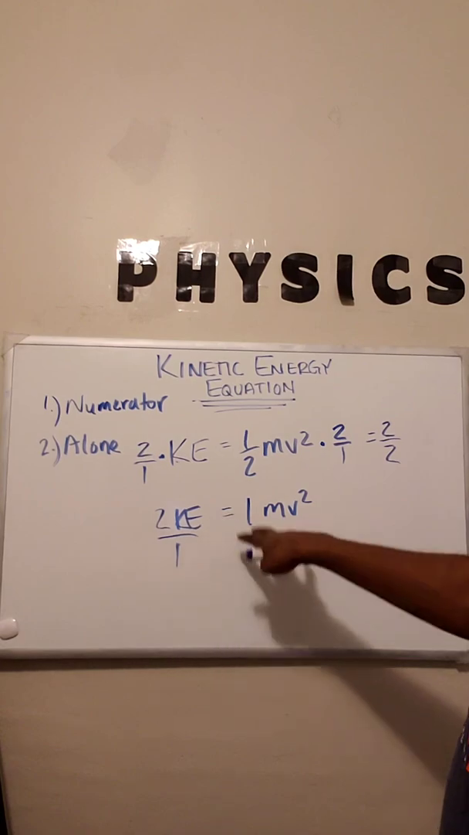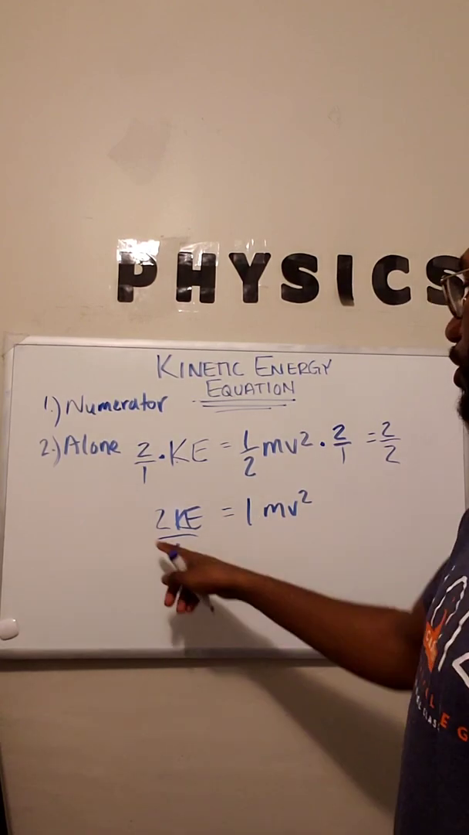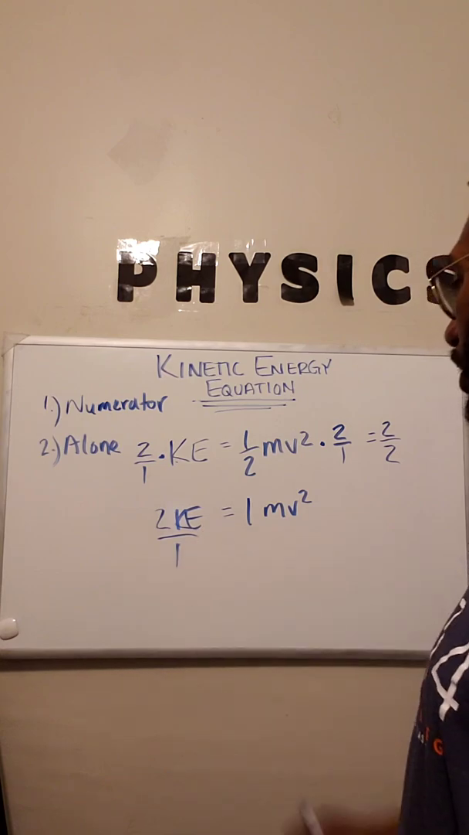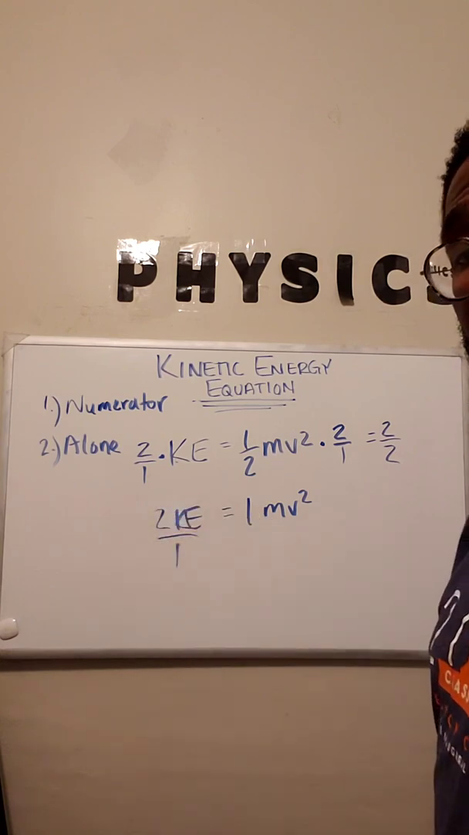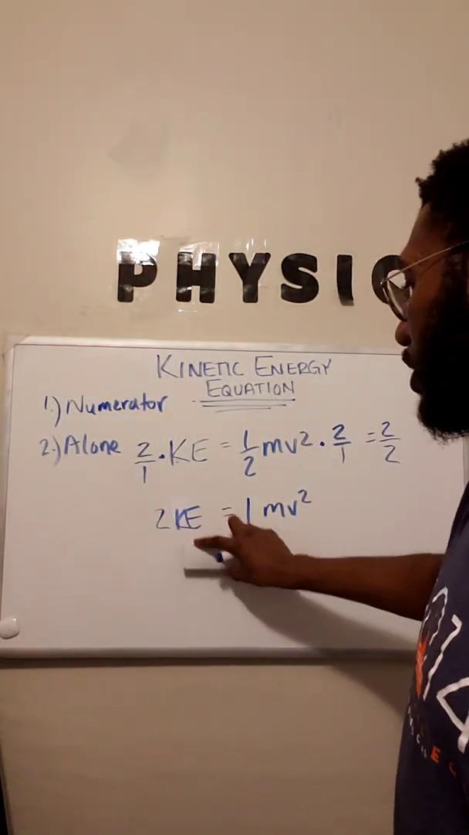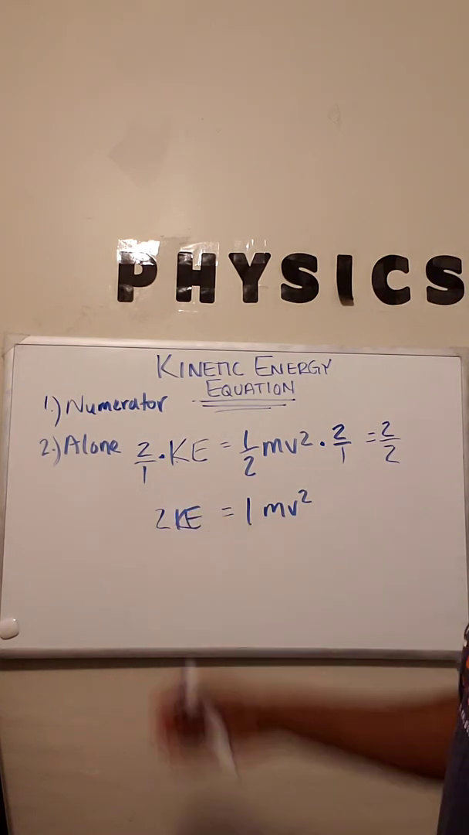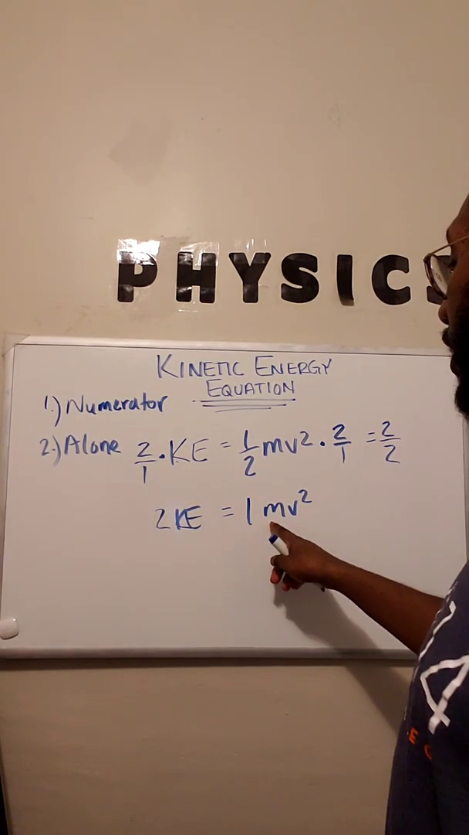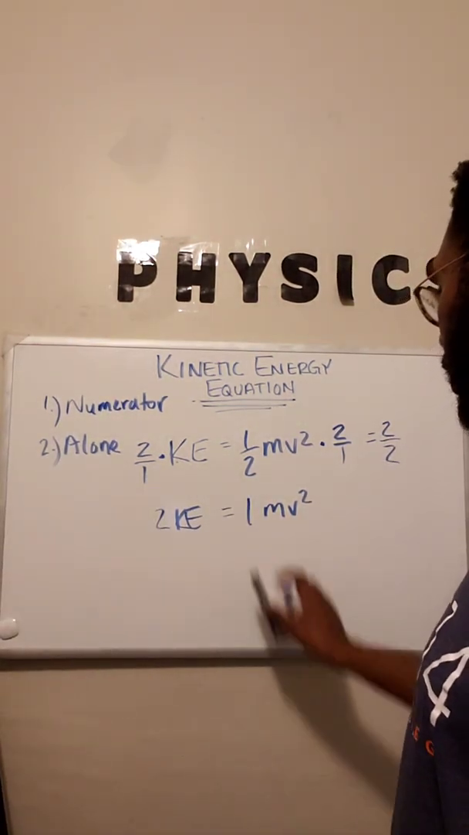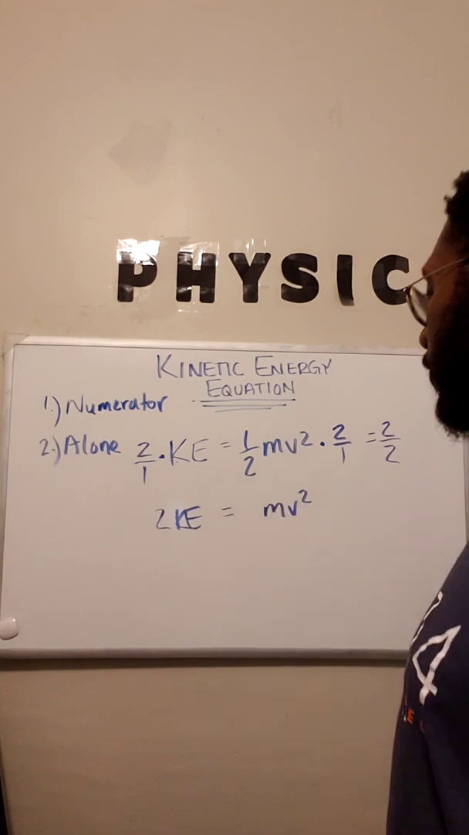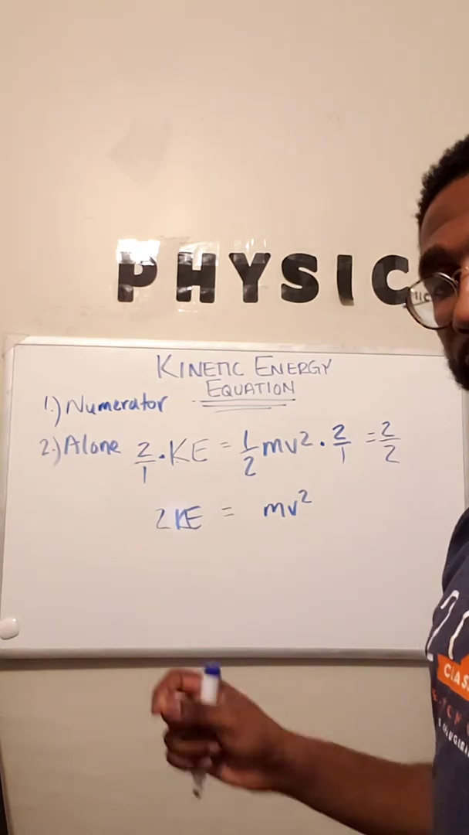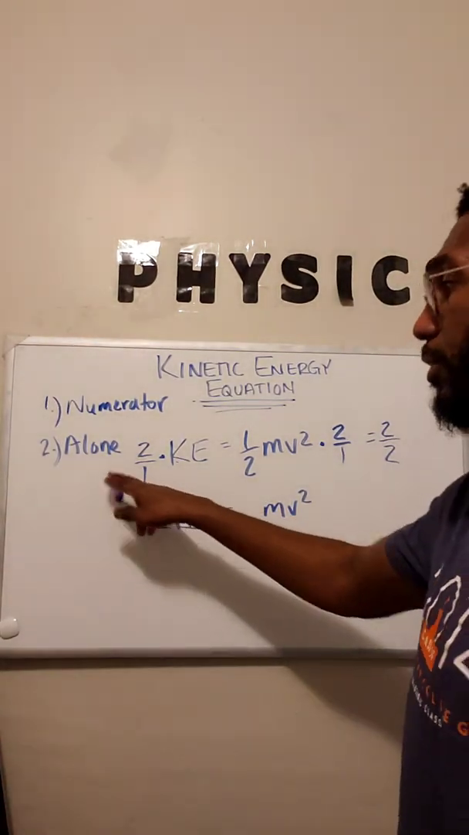Now, if we want to simplify this equation a little bit, we can. So 2 times the kinetic energy divided by 1 is going to equal 2 times the kinetic energy. Anything divided by 1 is itself. So I can actually erase that divided by 1 and just leave it here. Now, anything multiplied by 1 is also itself. So 1 times mv squared is also just mv squared. Great. So now I'm this much closer to having m by itself, having m alone.